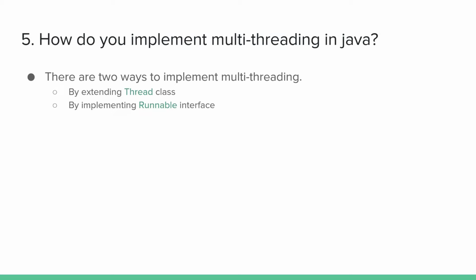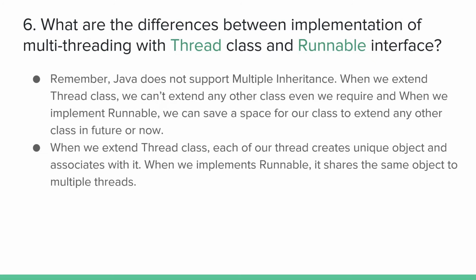So this point has to be remembered. How do you implement multi-threading in Java? There are 2 ways that you can go ahead with it. One is by extending the thread class. The second one is by implementing the runnable interface. Both the options can be used and you can choose.